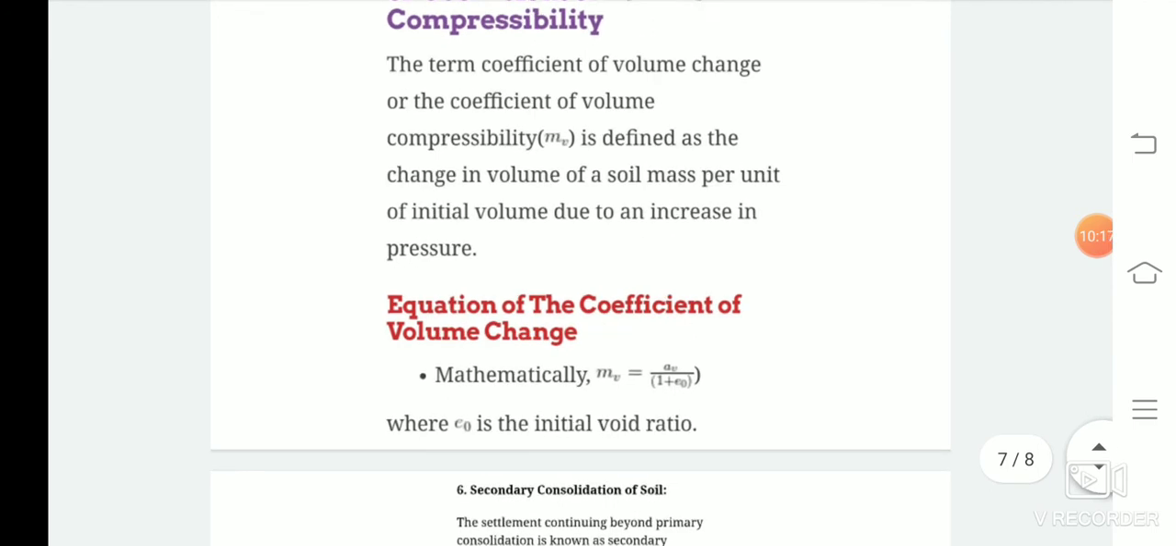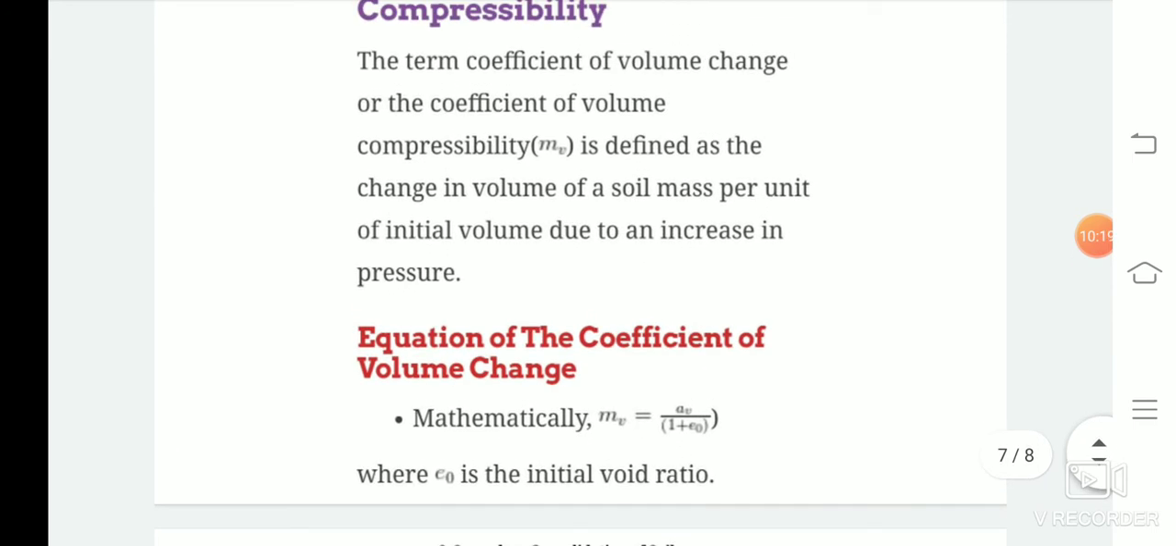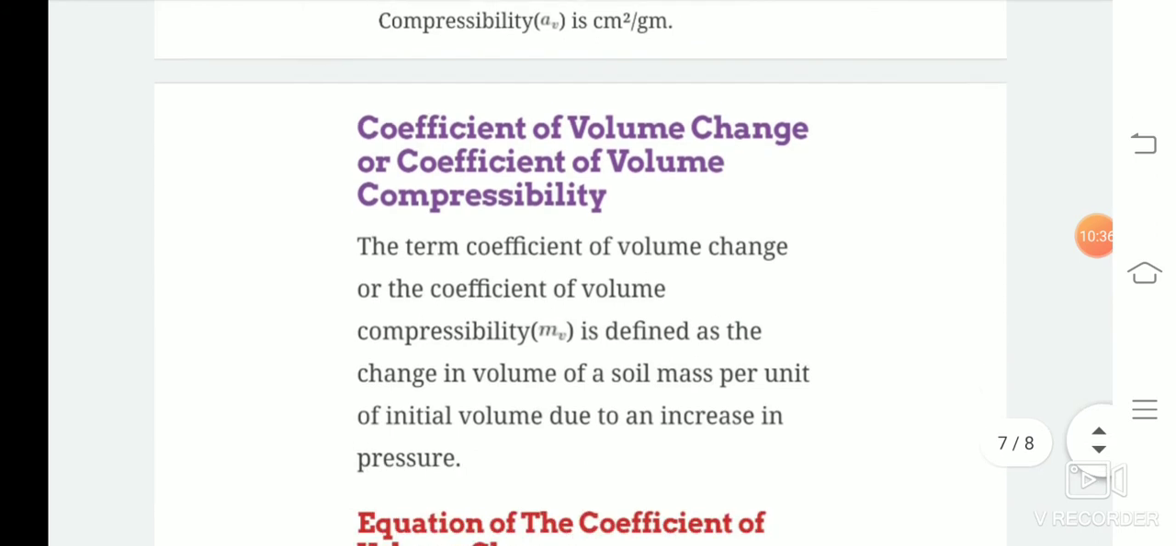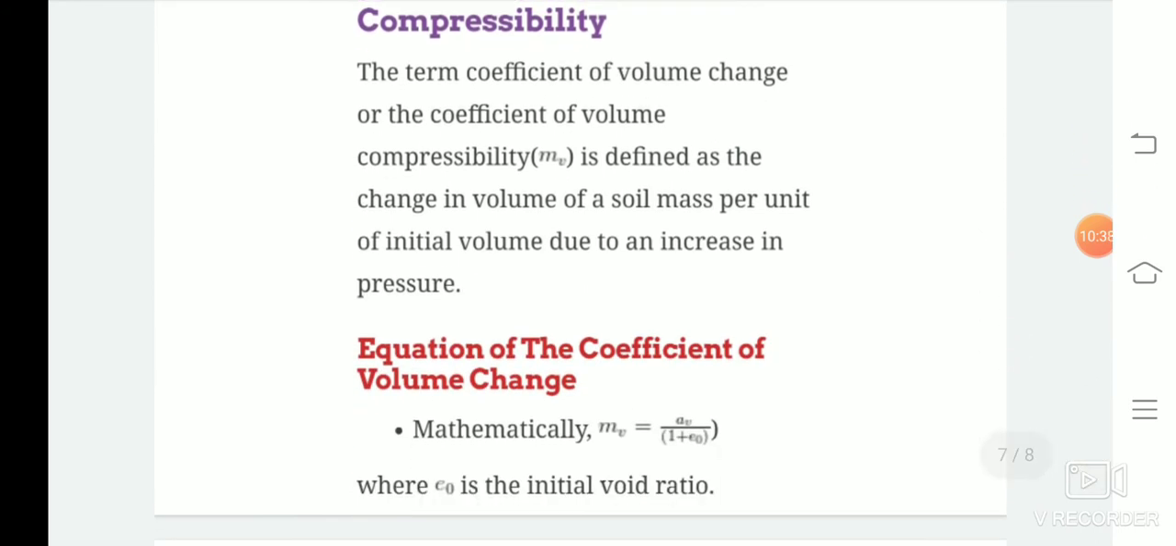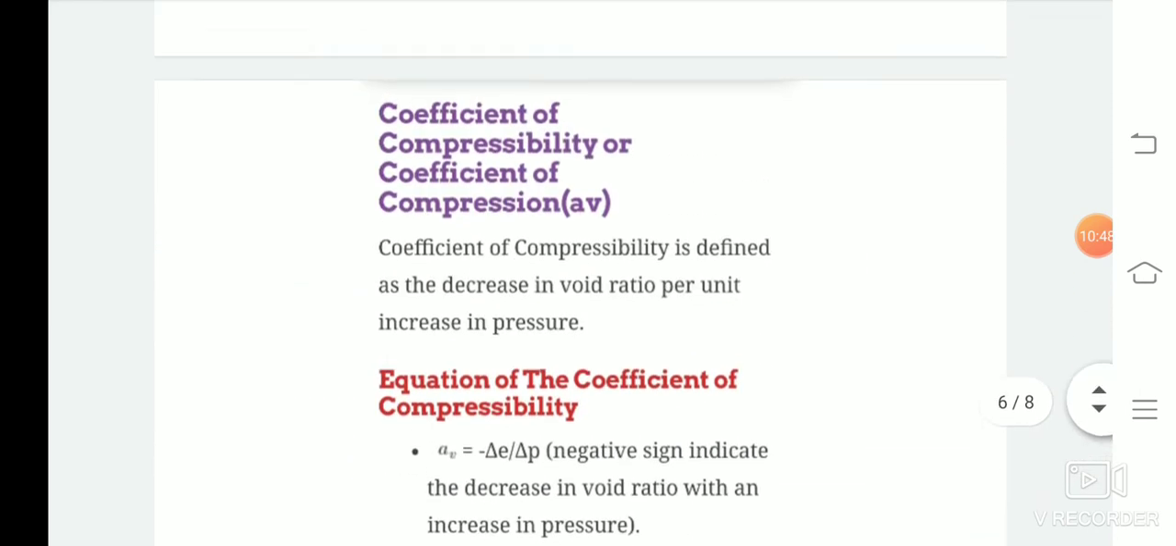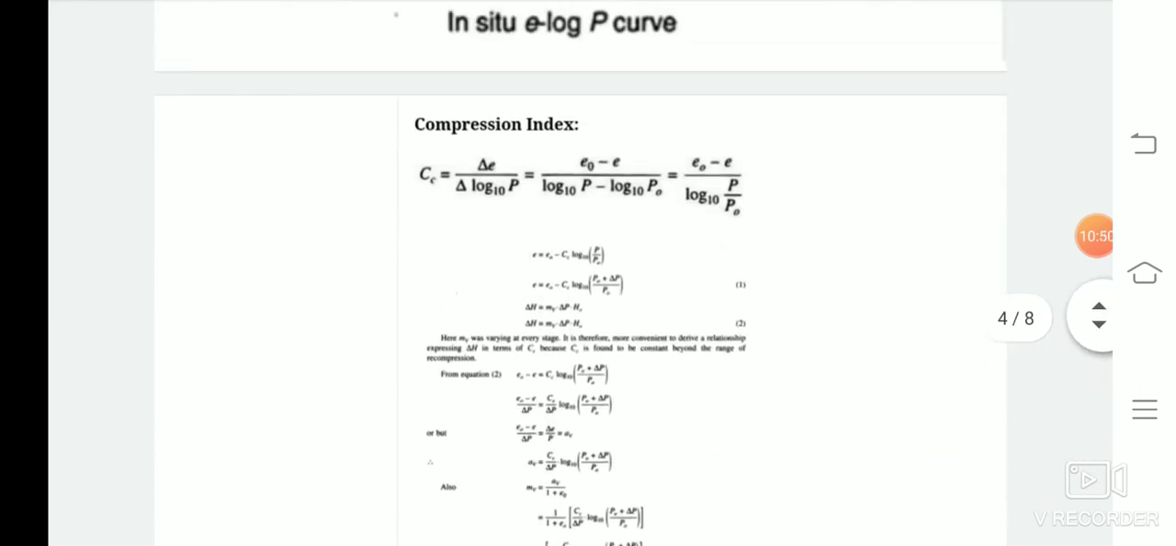From there we can find out the value of mv as mv equals minus delta E by delta P into 1 by delta P, that is, the rate of change of void ratio with increase in pressure. Hence we can easily substitute the value of av as we have got previously here. So we can get that mv equals av divided by 1 plus e0, where e0 is the initial void ratio.